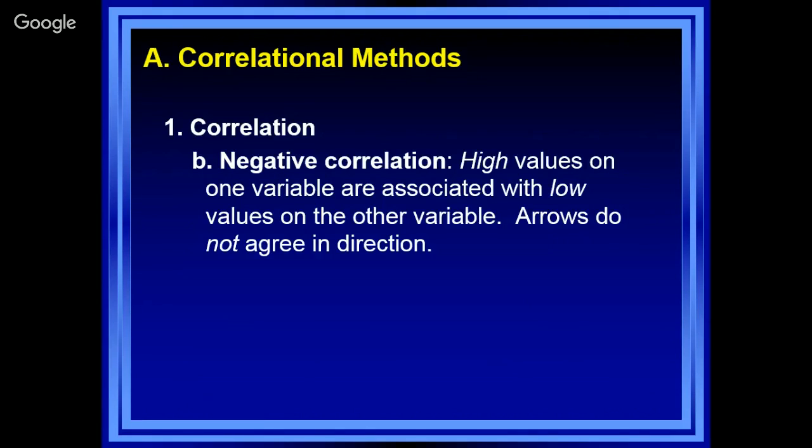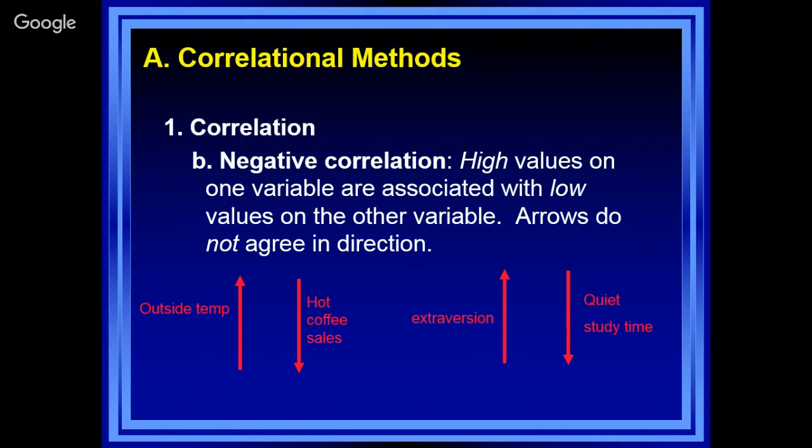So negative correlation: high values on one variable are associated with low values on the other. High with low. And it doesn't matter which one you start with. If one is high, the other value is low. The arrows do not agree in direction.